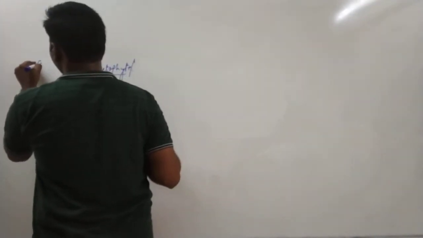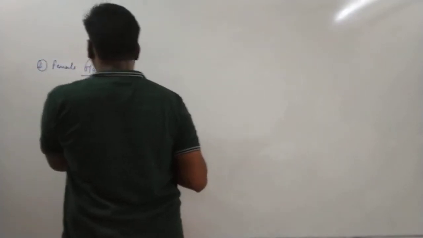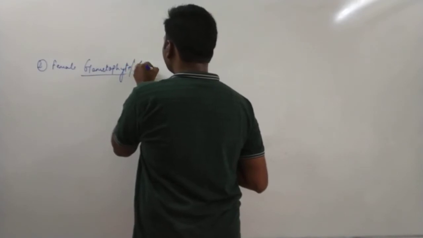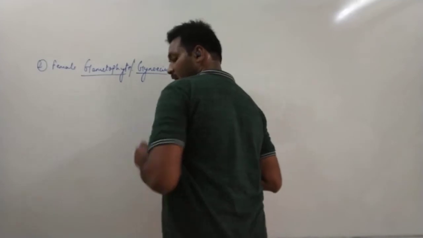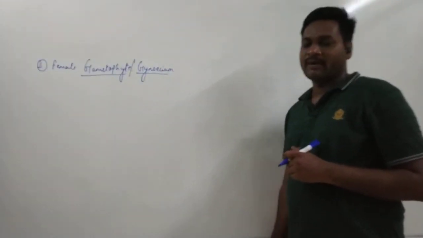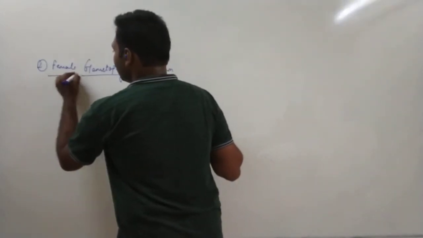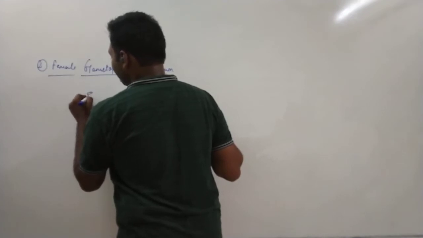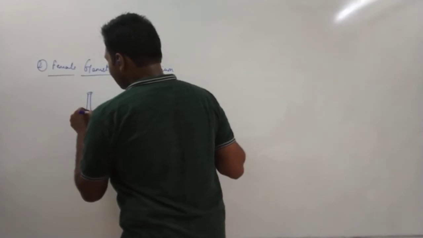Second, the female gametophyte, or gynoecium. The gynoecium basically consists of three different parts, right? What are those? I'll draw a small sketch to understand. Gynoecium: this is the stigma, consisting of a stalk-like structure which is enlarged at the bottom.